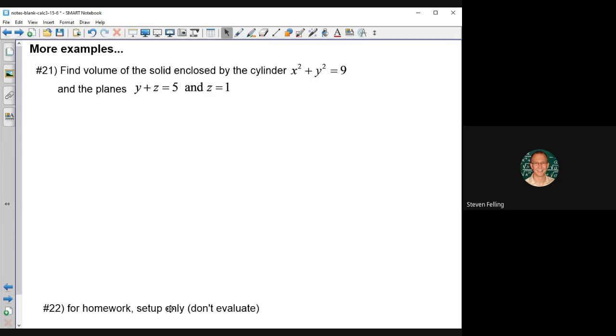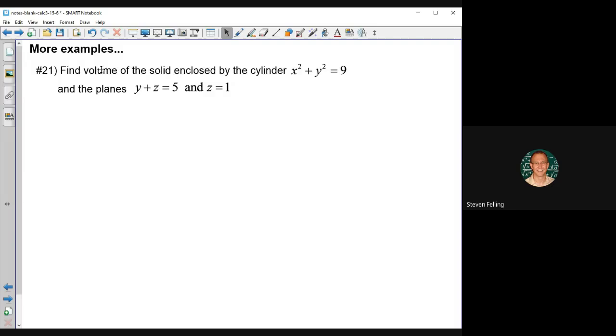Okay, but what I'd like to do is try this problem. Find the volume of the solid that's enclosed by the cylinder x squared plus y squared equals 9, and the planes x plus y equals 5, and z equals 1. All right, so we're just finding the volume.